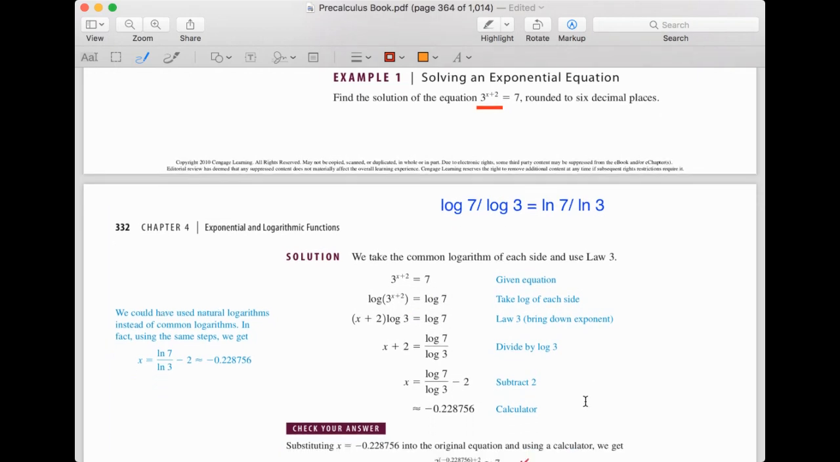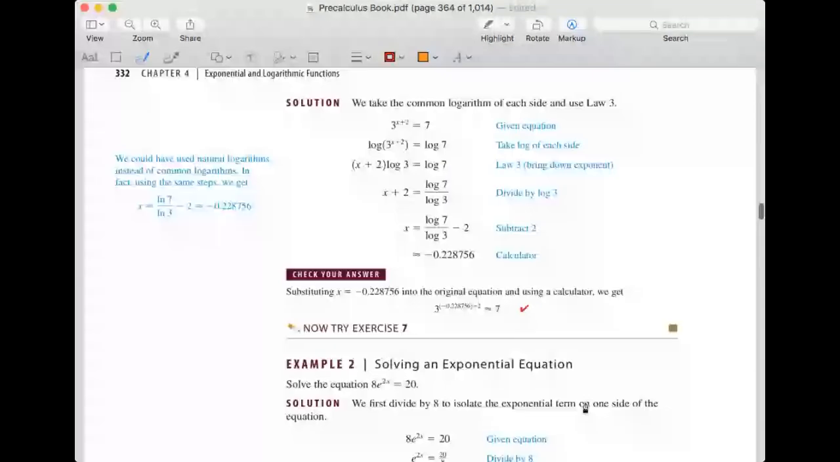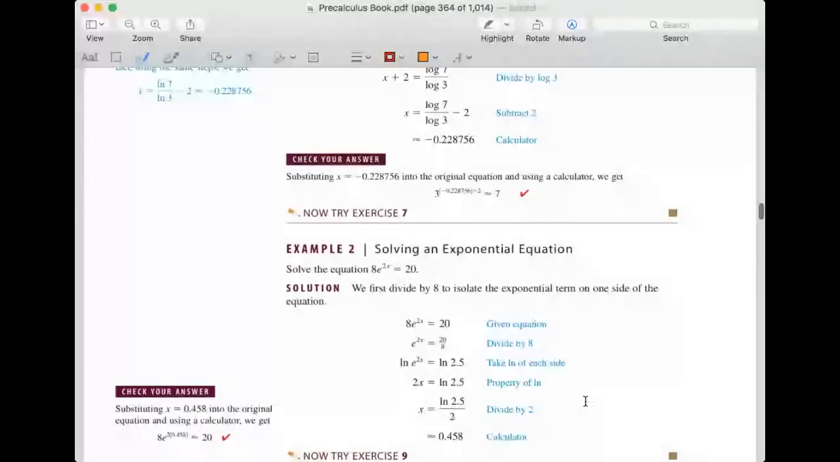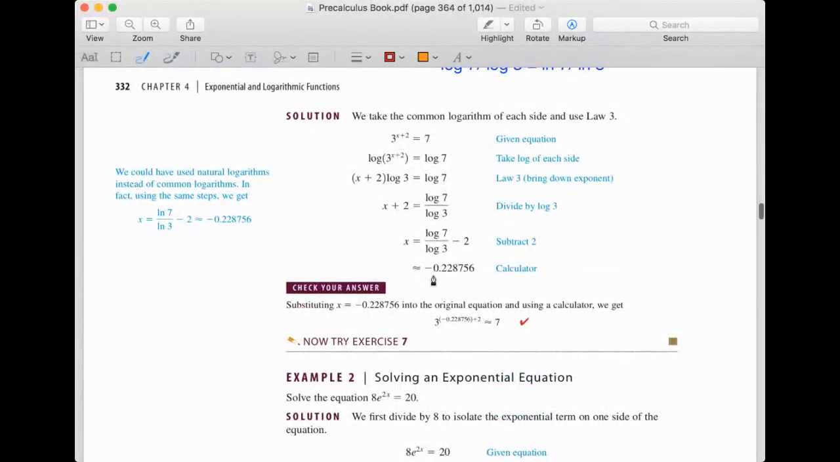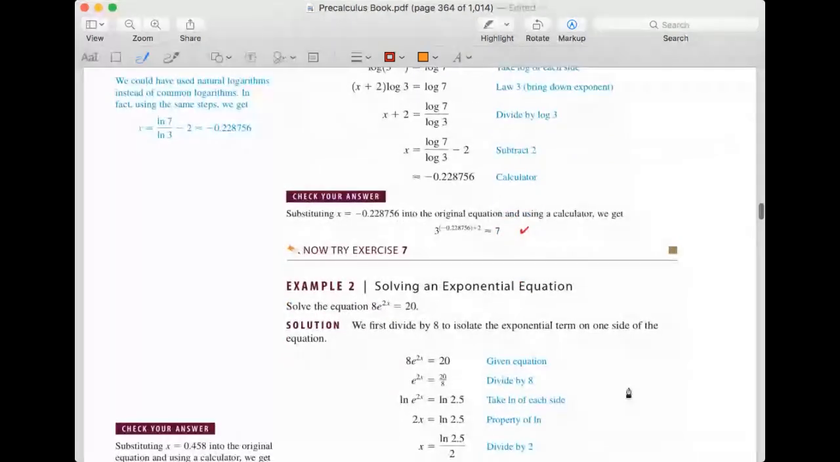If you have any questions, stop me, all right? So this is saying x equals this number, negative 0.228. Let's say 3 raised to this number plus 2 is about 7. Let's see this one. Here we have e raised to 2x equal to 20. So we don't like this 8.